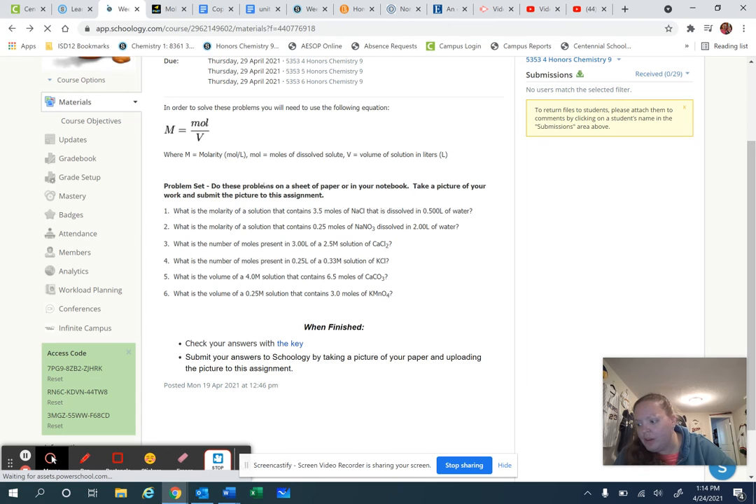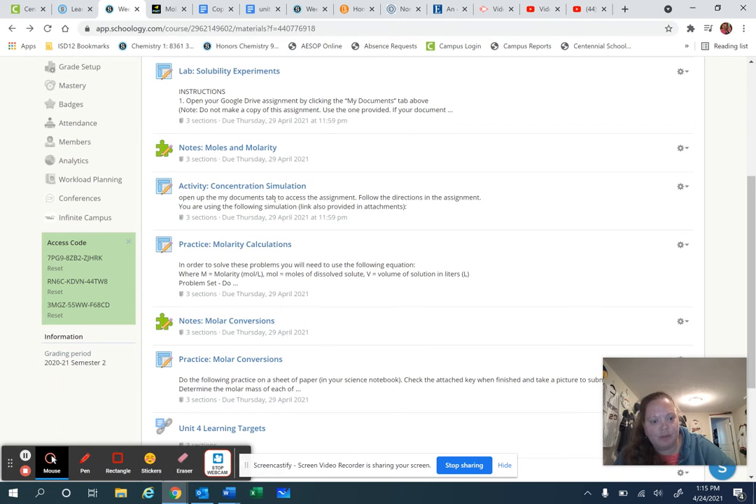Those are the 3 things that you need to do for today: the notes on moles and molarity, then the concentration simulation, and then the practice molarity calculations. Those 3 things are what you need to do.